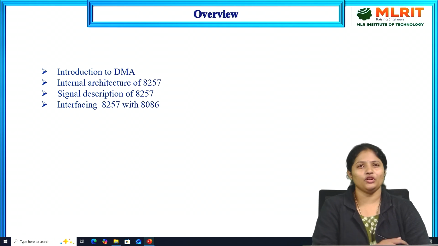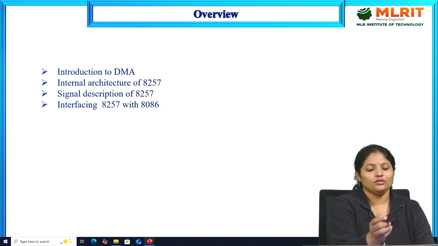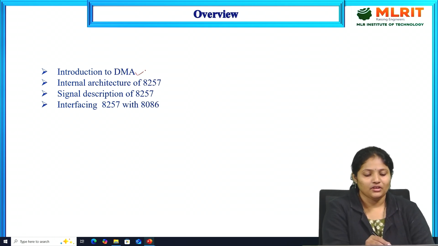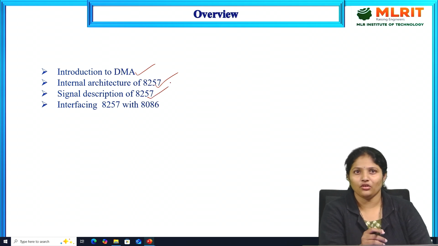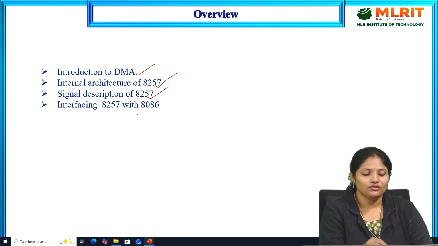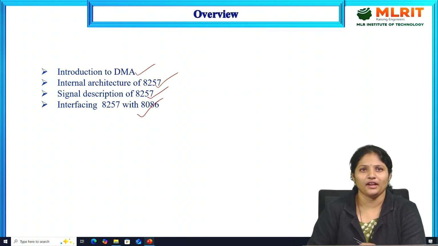Coming to the overview of today's presentation: what is a DMA controller, why we are using a DMA controller, what is the architecture of a DMA controller, which we are discussing here as the 8257 DMA controller, what is the signal description or pin description of the 8257, and how to interface an 8257 DMA controller with the 8086 microprocessor.